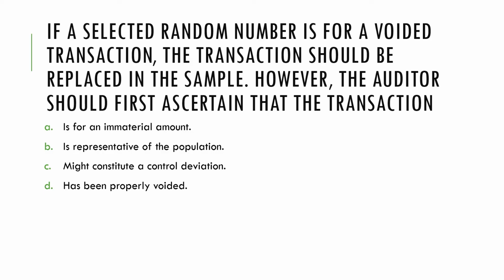Since the auditor here has decided to replace the voided document, it must have meant that it was properly voided. Again, if it lands on a voided document, investigate first: is the voiding legit? Is the voiding authorized? If it has been properly voided, then we replace it. Otherwise, the answer would have been to treat it as a deviation. So the answer is delta.